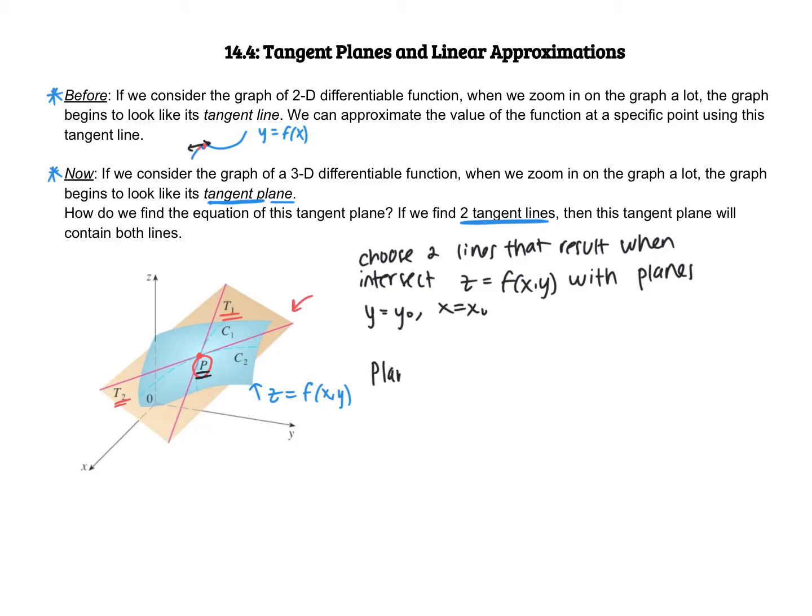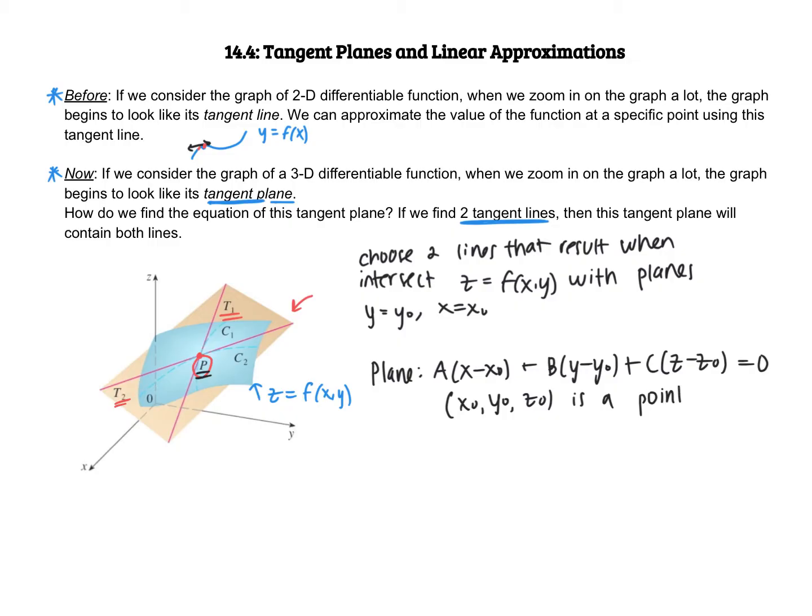As you recall, the equation of a plane is a times x minus x naught plus b times y minus y naught plus c times z minus z naught equals 0, where x naught, y naught, and z naught is a point that's on that plane. So if we isolate z minus z naught, we get negative a over c times x minus x naught, subtract b over c times y minus y naught.